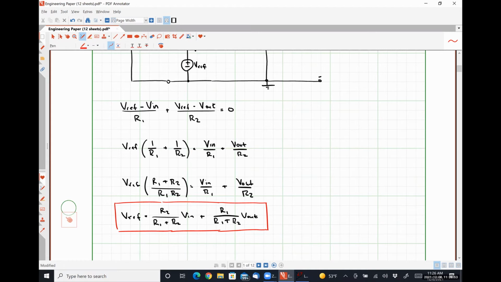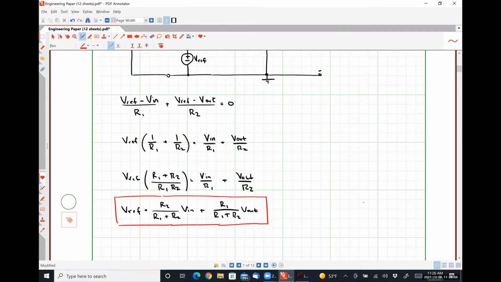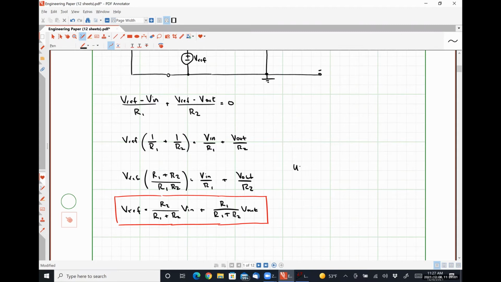So let me define these real quick over here. UTL is the value of Vn that causes V out to change from VCC minus to VCC plus. So the upper trigger limit makes the output switch from low to high.